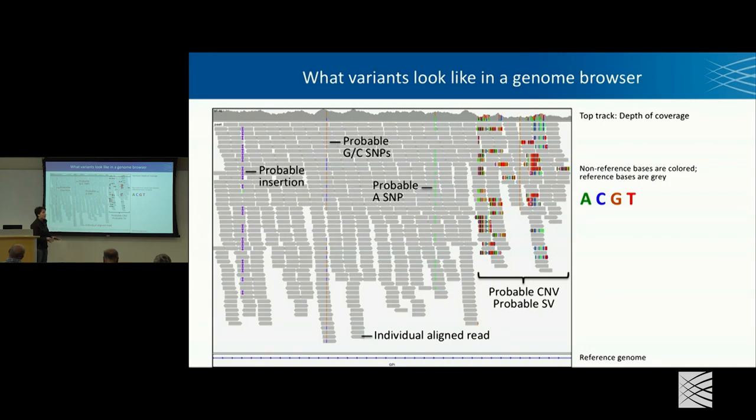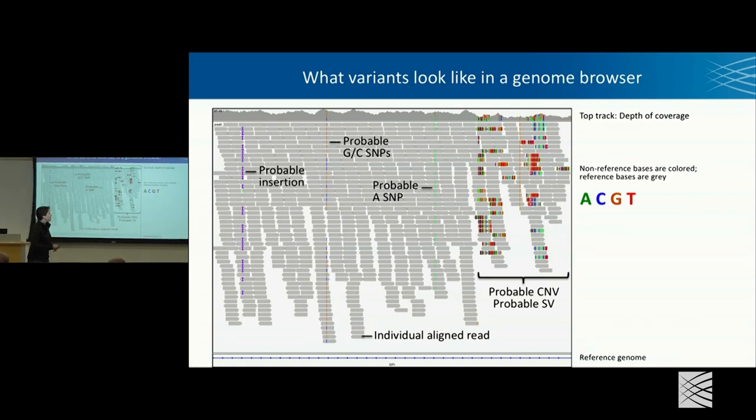To talk a little bit more about what that looks like in practice, when we're looking for variation in the genome, here we're representing a portion of the genome in a genome browser. Specifically, we're using IGV, Integrative Genomics Viewer, which was originally developed here at the Broad by Jim Robinson. And at the top, if you're not familiar with this view, the top track gives you the depth of coverage, which is the amount of sequence reads that align to this particular area. And all these gray bars here represent individual sequence reads.